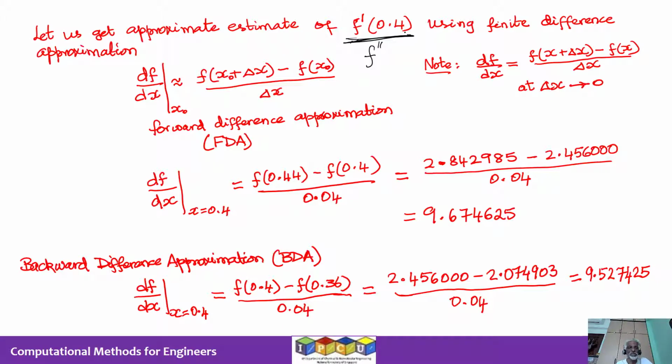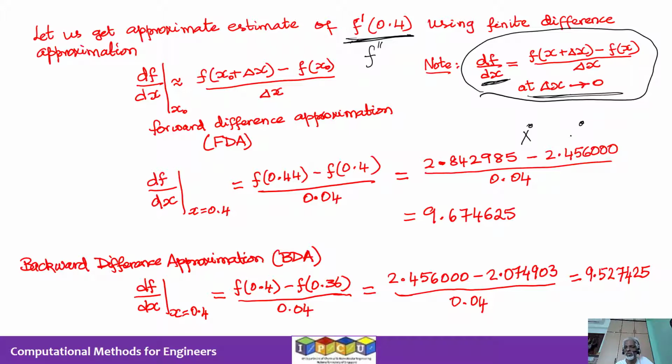So the first approximation we are going to look at is what is called the forward difference approximation, or FDA. Please note the definition in calculus is df by dx is equal to f of x plus delta x minus f of x divided by delta x as delta x goes to 0. That is the very important stuff. So this equality holds when delta x goes to 0. Basically, this is the gradient of the function. So you are at x, you are going to x plus delta x.